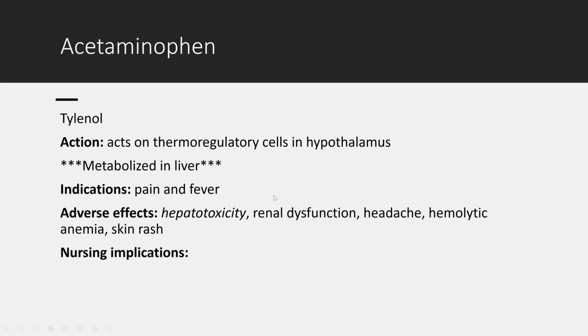Okay, so you have acetaminophen or Tylenol. This acts on the thermoregulatory cells in the hypothalamus. It's metabolized in the liver. Some indications are for pain and fever. Adverse effect-wise, you can see hepatotoxicity, renal dysfunction, headache, or hemolytic anemia, skin rash.